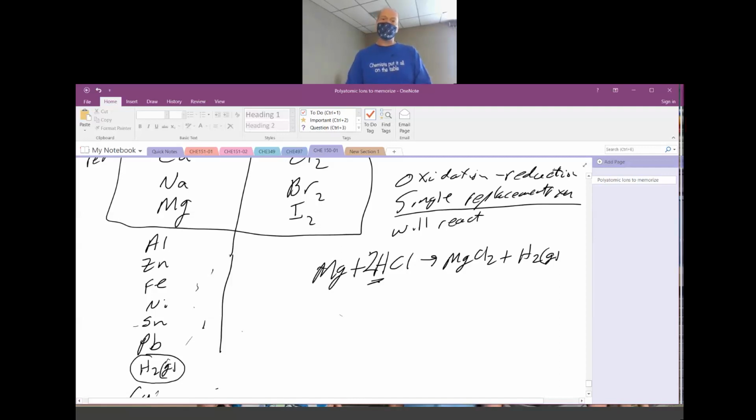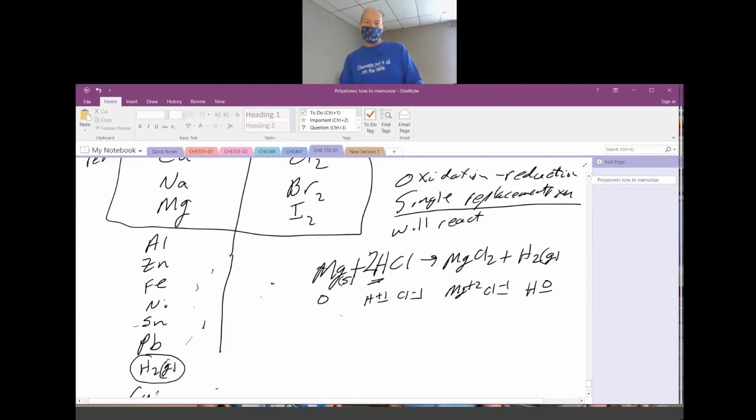You know that by doing the oxidation numbers. Magnesium, a solid metal off the periodic table, has an oxidation number of 0. Hydrogen in compounds is going to be +1 unless it's with a metal. The chlorine in binary compounds is -1. Magnesium on the right is +2. Chlorine is -1. Hydrogen gas, hydrogen in elemental form, is 0. Any element in its natural state has an oxidation number of 0.